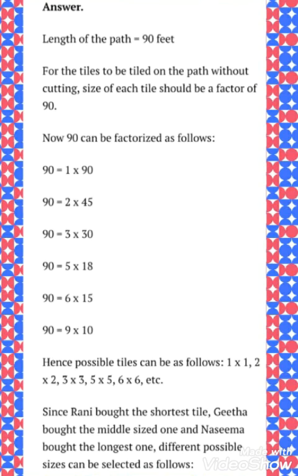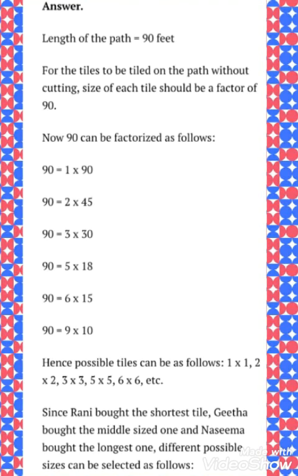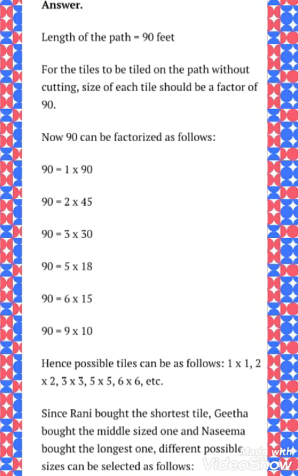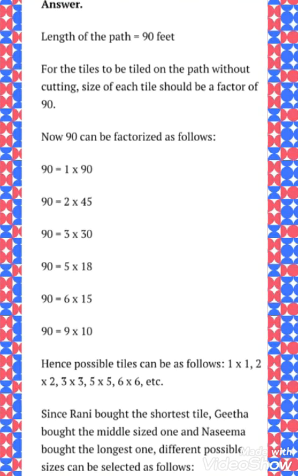90 equals 1 into 90, 2 into 45, 3 into 30, 5 into 18, 6 into 15, 9 into 10. Now all these numbers on the right hand side of the equal to sign are the factors of 90. Hence the possible tiles can be as follows: 1 into 1, 2 into 2, 3 into 3, 5 into 5, 6 into 6, etc.